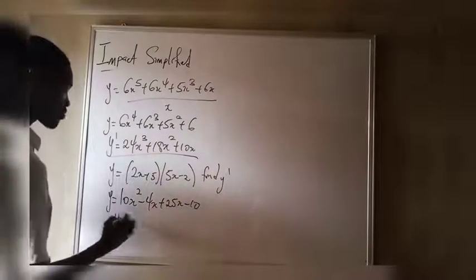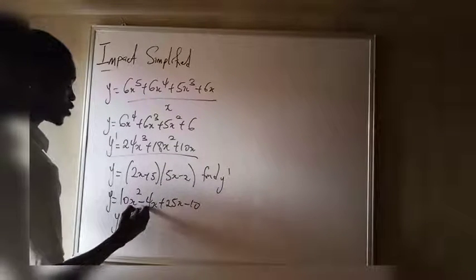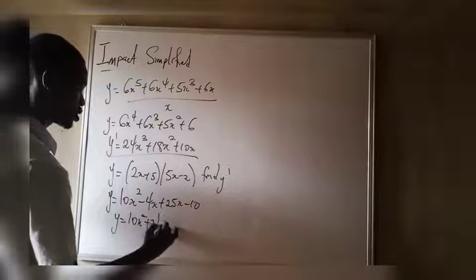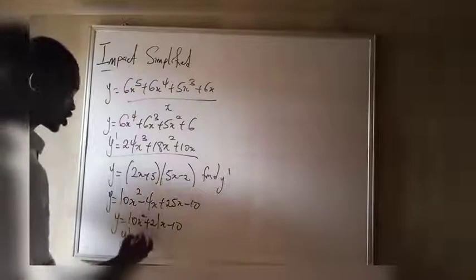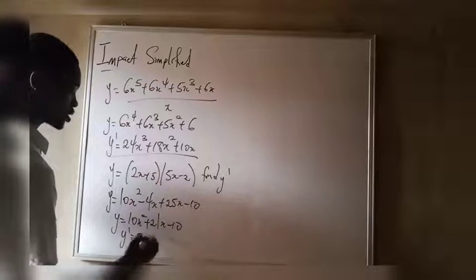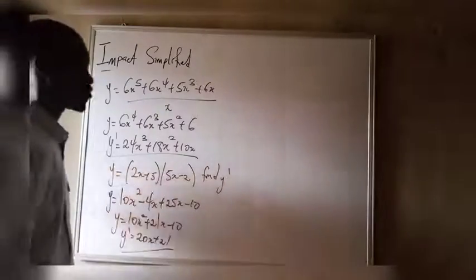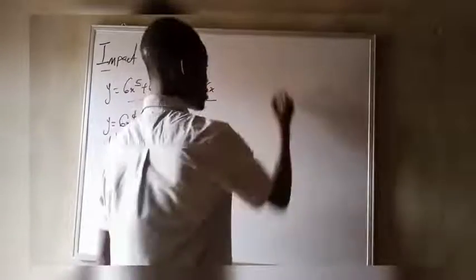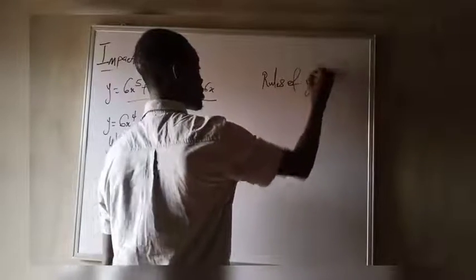And after that we have it as y is equal to 10x squared. Now subtract this, minus 4 plus this will give us 21x minus 10. And after that, you find your y prime. So differentiate, what we have is 20x, differentiate is plus 21. And if you differentiate the constant, the differential of the constant will give us 0. And not to waste time, let us move on to the rules of differentiation.